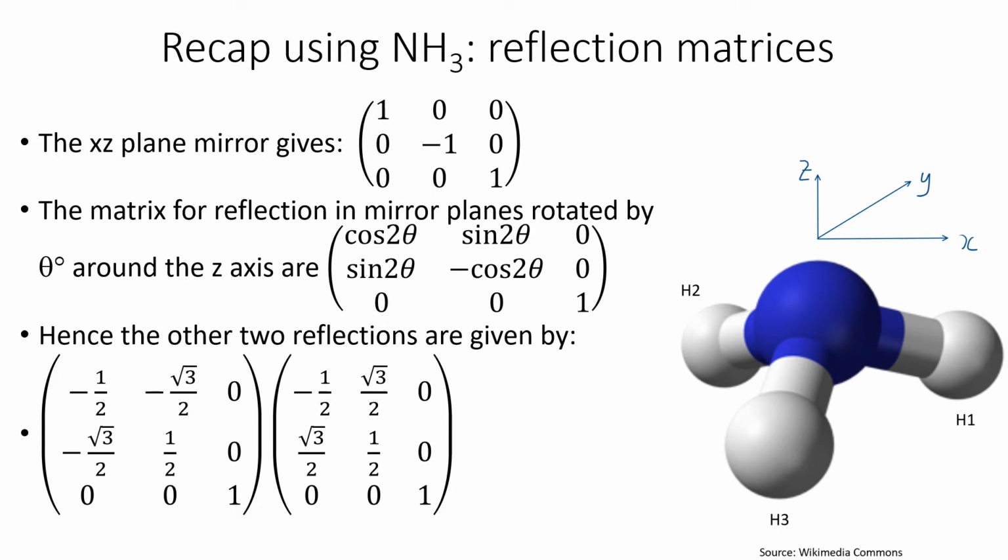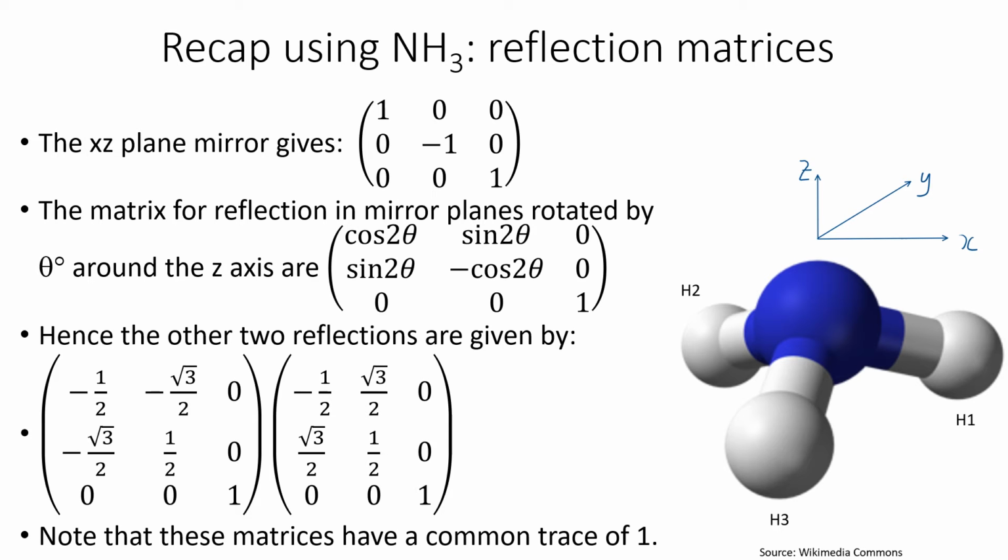You can see there that that is consistent with the original matrix at the top. Because if you think about it, if you put theta equals 0 into the general expression, that gives you cos of 0 and minus cos of 0 on those two diagonal points, and the sines of 0 come out as 0. So that xz mirror plane matrix is of course consistent with our general matrix function.